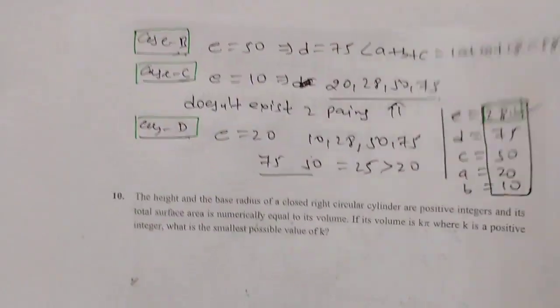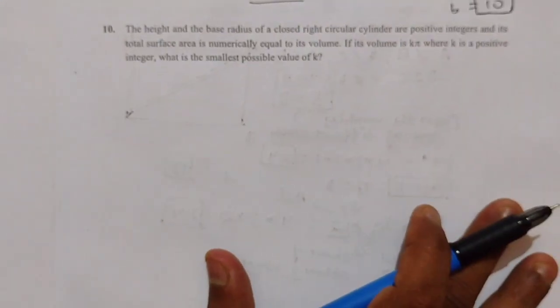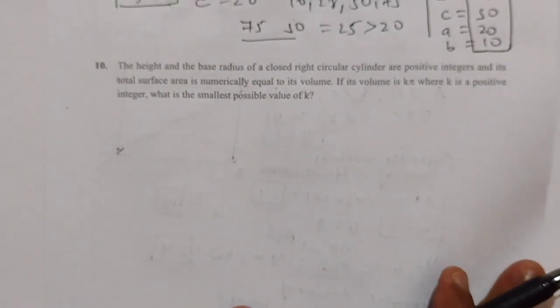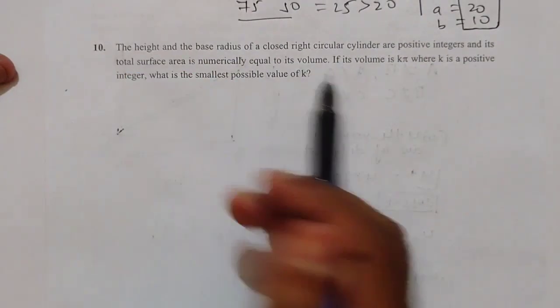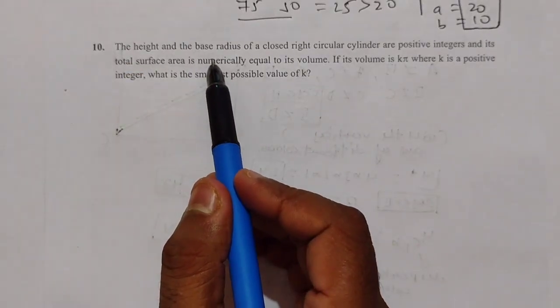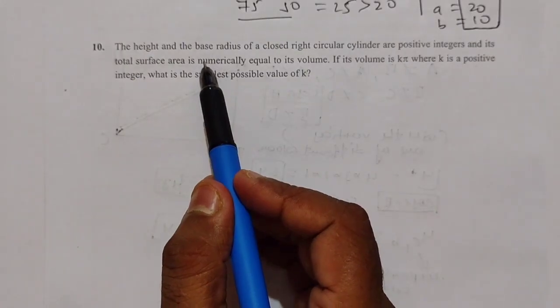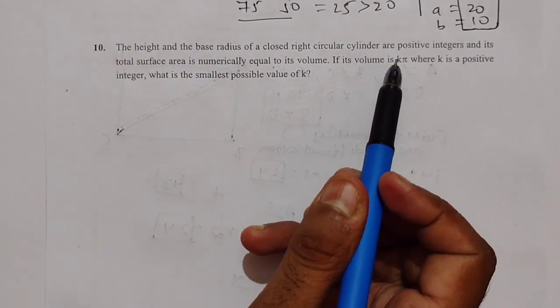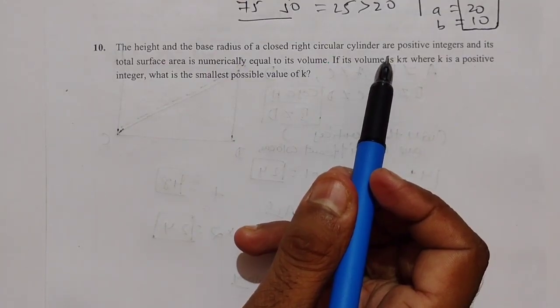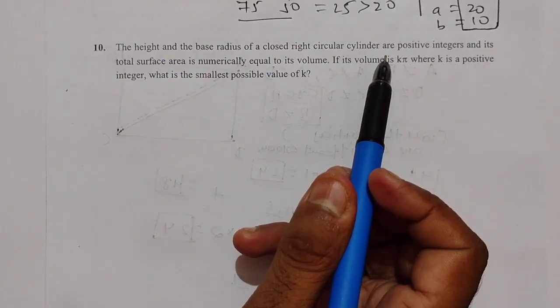Now we have the problem number 10. The height and the base radius of a closed right circular cylinder are positive integers, and its total surface area is numerically equal to its volume. If its volume is k pi, where k is a positive integer, what is the smallest possible value for k?